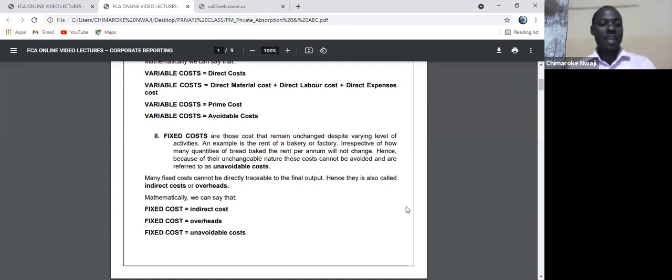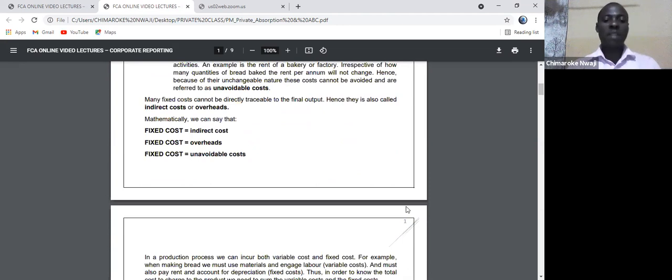Another name for those indirect costs is overheads. Overheads are indirect costs. We also can call them period costs because normally when we are looking at overheads or indirect costs, they are incurred over a period of time. And so what have we said about fixed costs? The behavior of fixed costs is as follows. They are indirect costs, meaning that they cannot be traced directly to the product. They are overheads and they are unavoidable costs. So this is how we know fixed cost behavior mathematically.